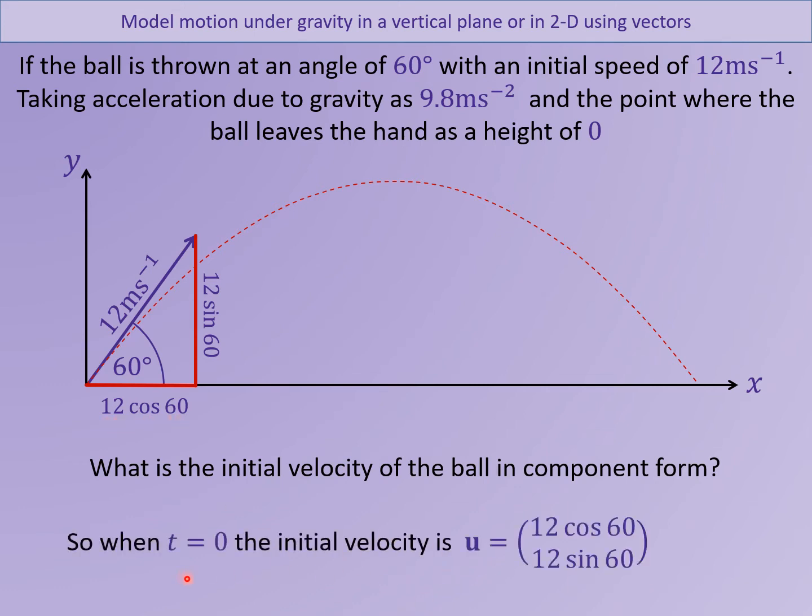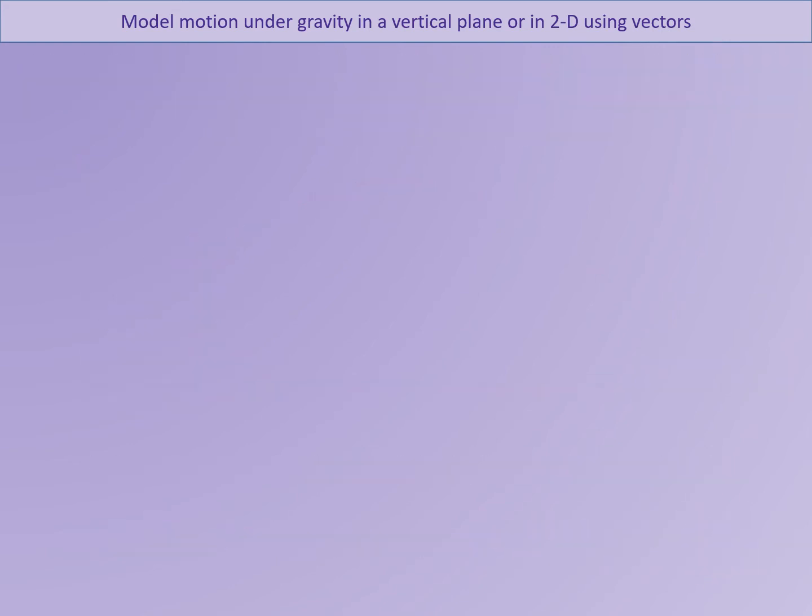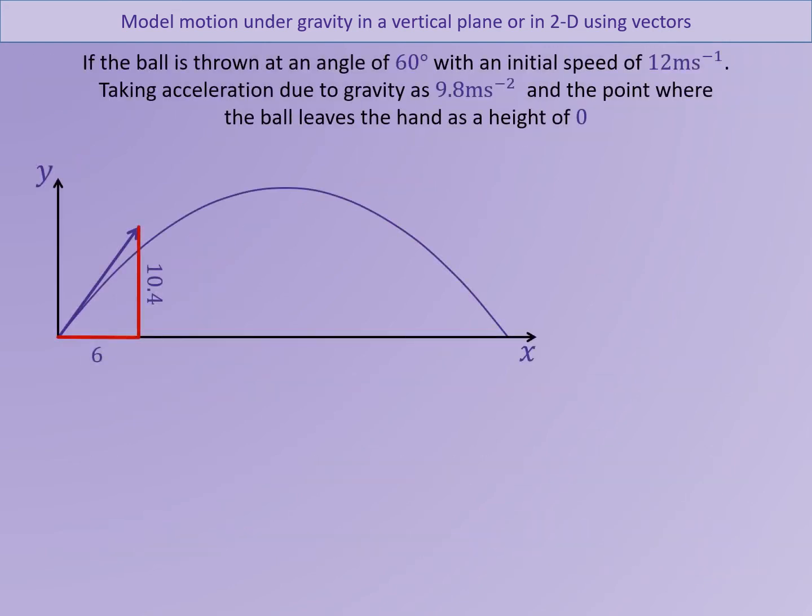Okay, so when t equals 0, when we're first starting, the initial velocity would have been 12 cos 60 in the x, 12 sine 60 in the y. So 6 and 10.4. All right, so that is my initial velocity. That's my ux and my uy that I'm going to be using: velocity in the x, velocity in the y. Okay, so now we've got our ux and our uy.